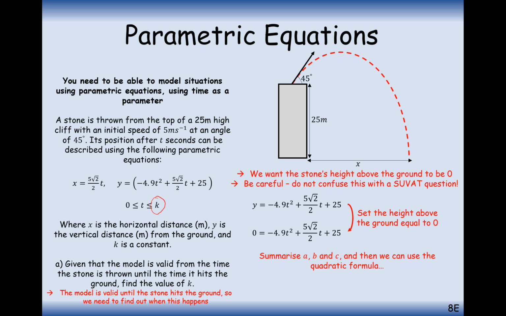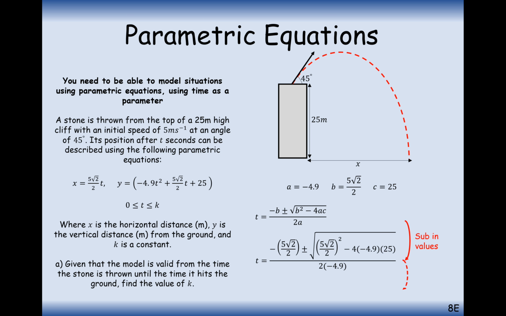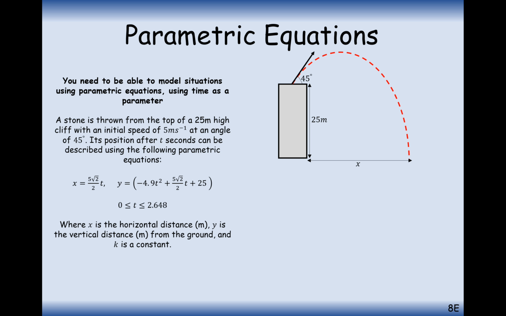So setting that equal to 0 using your quadratic formula, substituting the values in, or you could just use the polynomial solver on your calculator, and you will get t equals minus 1.92 and 2.648. But we don't want negative time, so we'll just cross out that solution there. So the answer here is 2.648. So it's going to take 2.648 seconds for it to reach the ground.